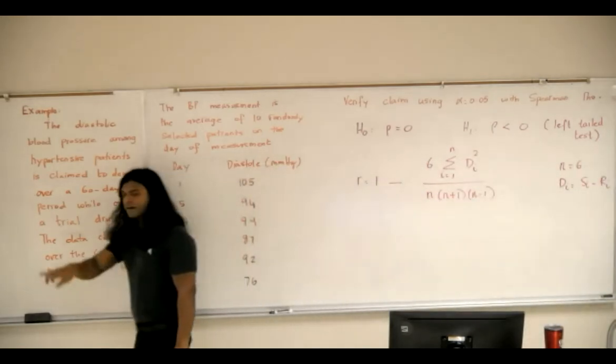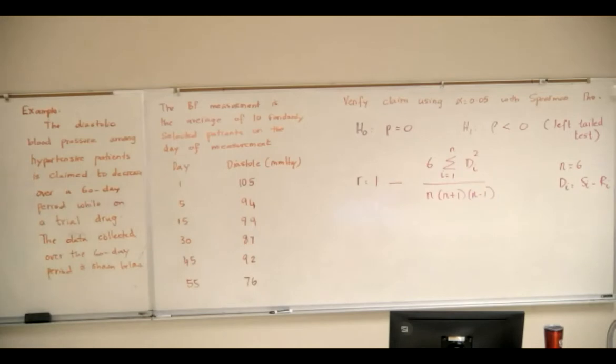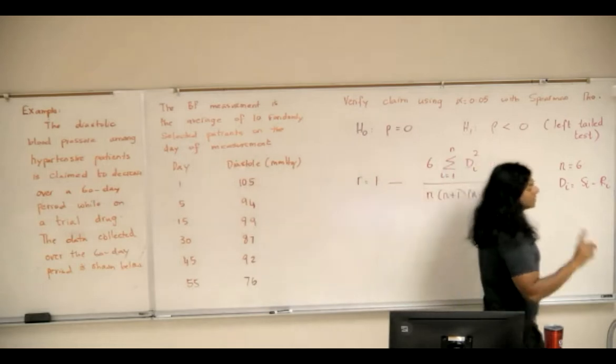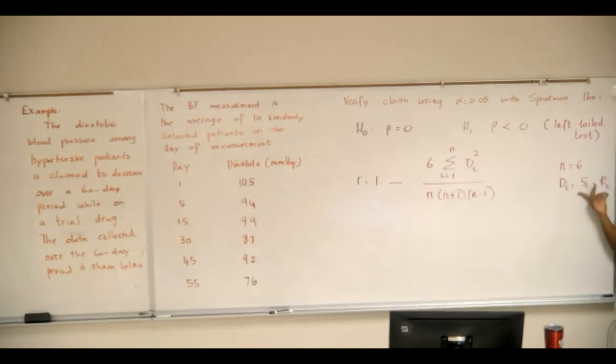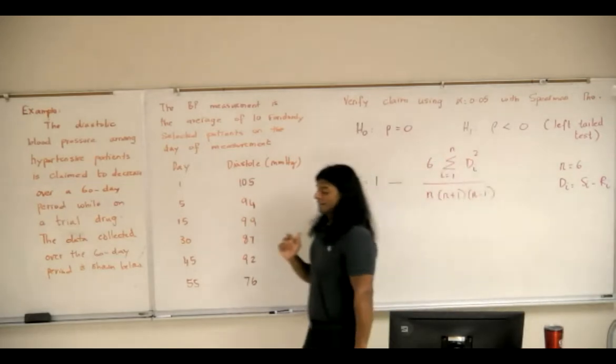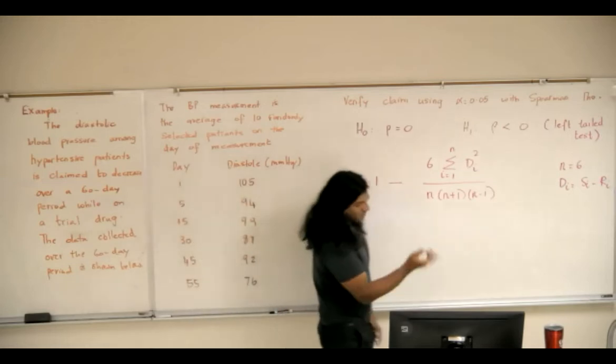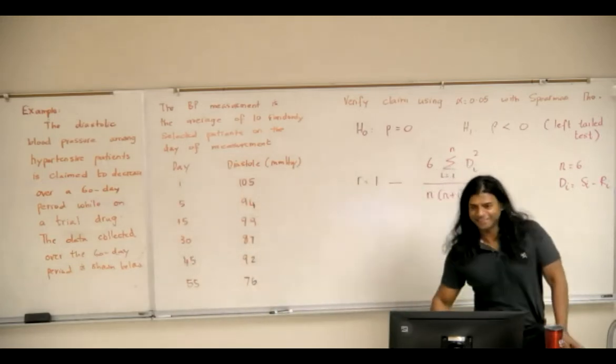Now, do we combine the two variables together to assign the ranks? No. So we assign the ranks for the x variable and the y variable separately. Does it matter if this is s_i minus r_i? No, it could be the other way around. But why d squared? Because we're squaring. Okay, let's find the test statistic.